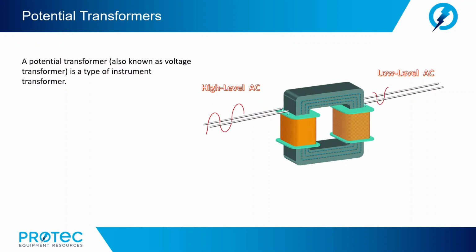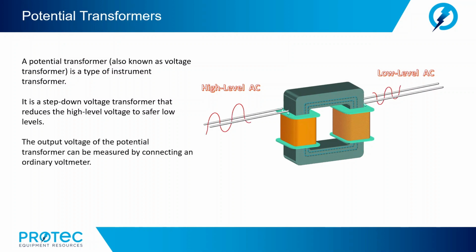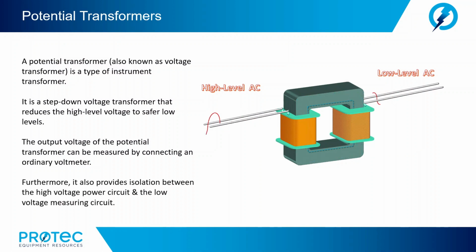Let's enter the world of potential transformers. Now, a potential transformer, also known as a voltage transformer, is also a type of an instrument transformer. It is a step-down voltage transformer that reduces the high-level voltage to a safe low level. The output voltage of the potential transformer can be measured by connecting an ordinary voltmeter. Furthermore, it also provides isolation between the high voltage power circuit and the low voltage measuring circuit.